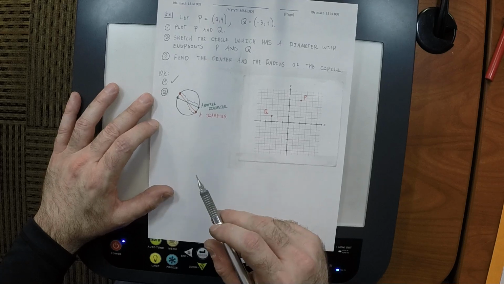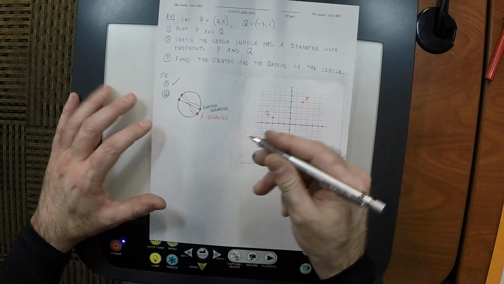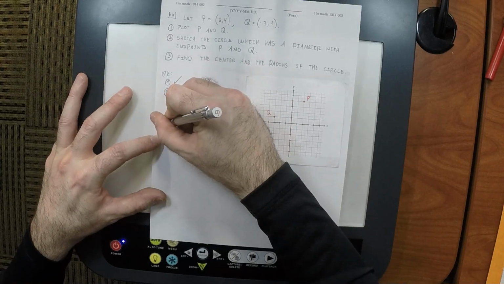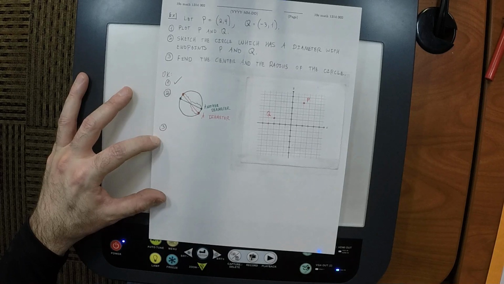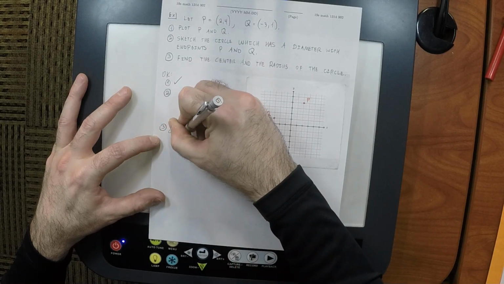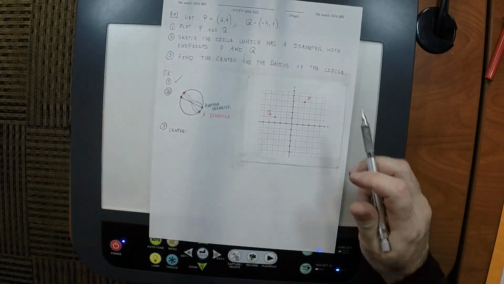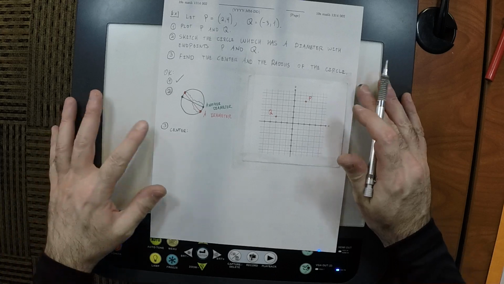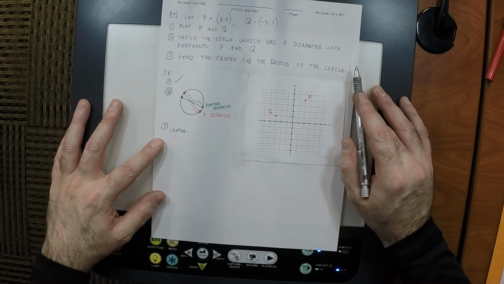Fine. So to help us complete part 2, I'm going to do part of part 3 first. Part 3 says find the center and the radius. Concerning the center, of course the center means the point that's right in the middle of the circle. How can we find the center?